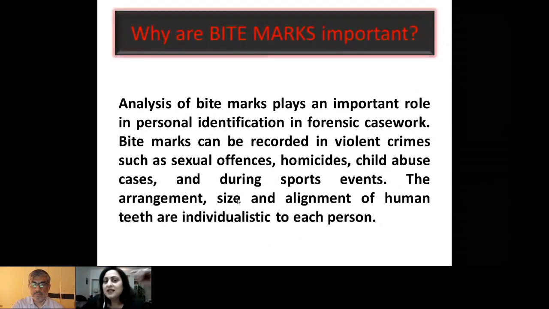Again, the analysis plays an important role. So just by getting a bite mark, it is not proof enough. It has to be followed by the scientific protocols. And we'll see in our slides how it is done. It can be recorded in violent crimes such as sexual offenses, homicides, child abuse cases, and during sports events, as you all know. The arrangement, size, and alignment are individualistic to each person. We go based by that theory.